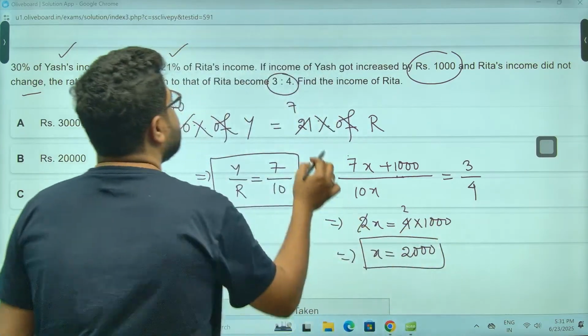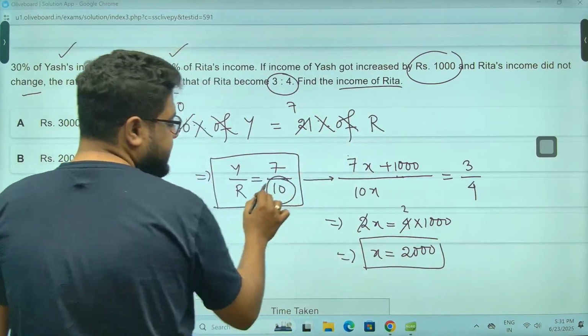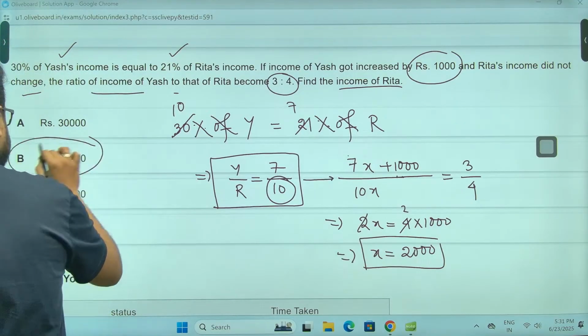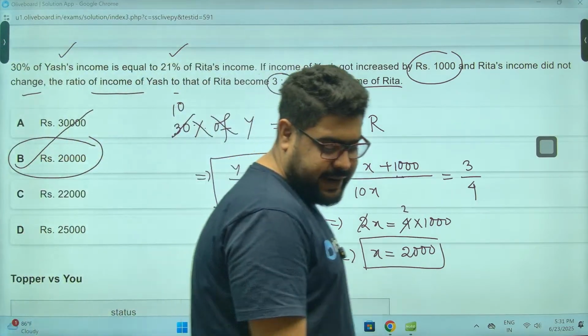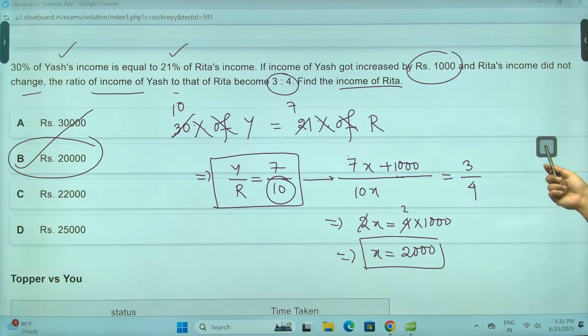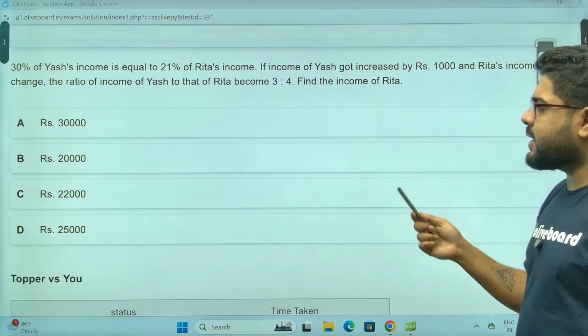पूछा क्या है sir? Rita's income 10x. That is 10 into 2,000, 20,000. Option B is the answer. Option B, 20,000 is the answer. Raghu, Abhijit, everybody, you guys are correct.